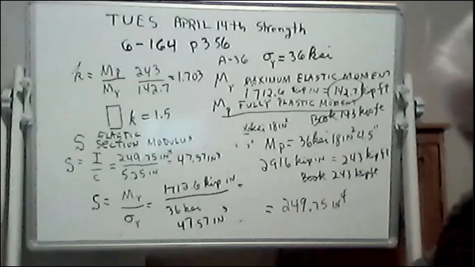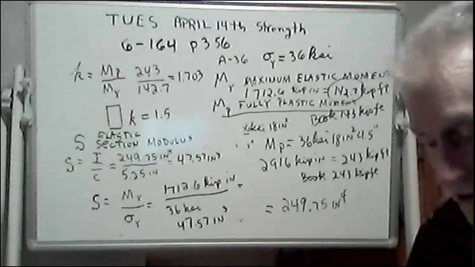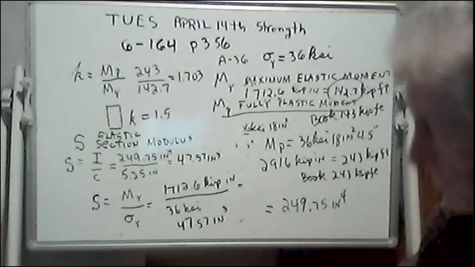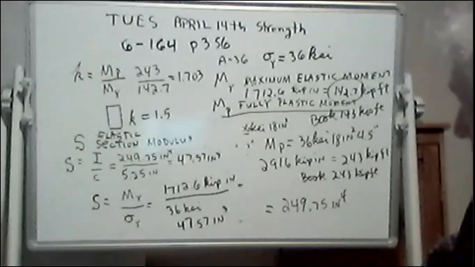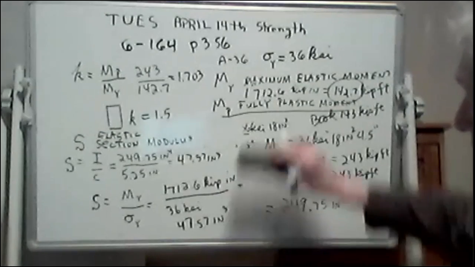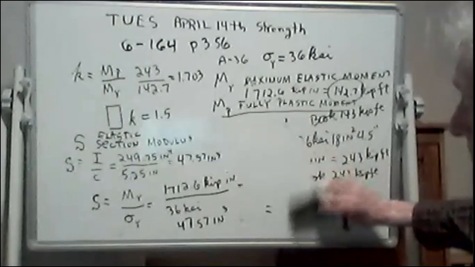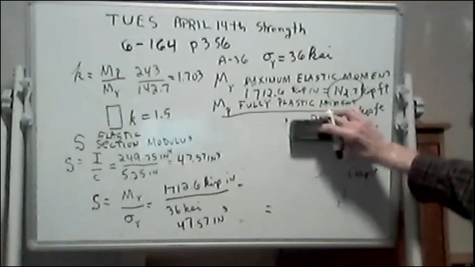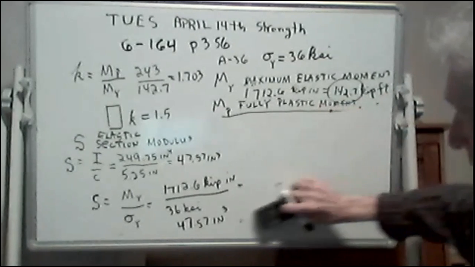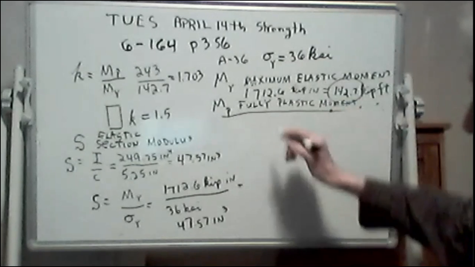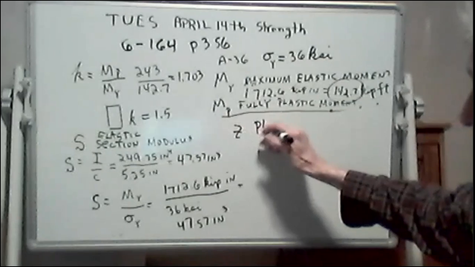Now I'm going to give you one more thing here that's not in your book. No extra charge. No extra charge on your tuition. And I need a little room here someplace. I bet I could use this room here. And this little guy here is called the plastic section modulus.